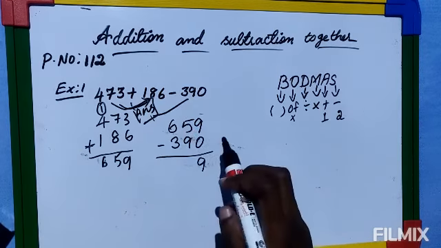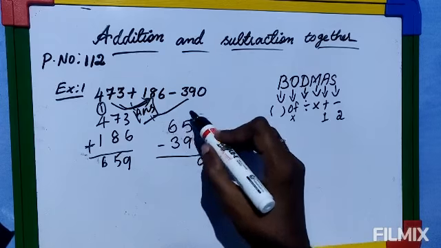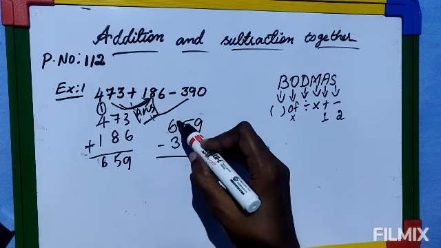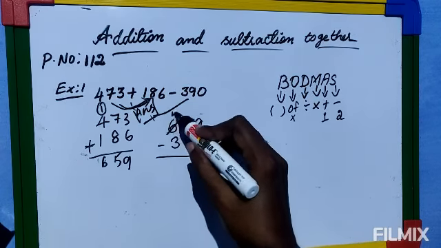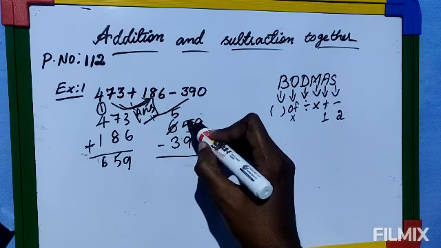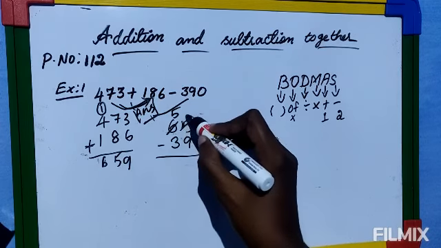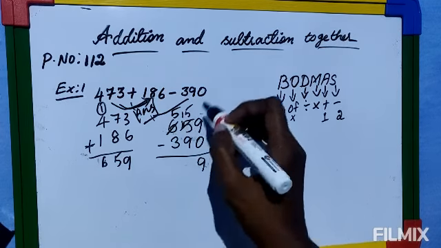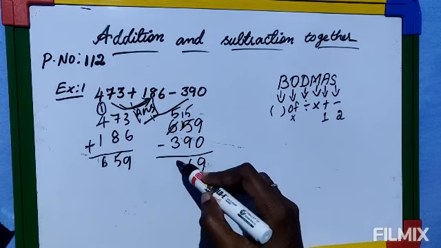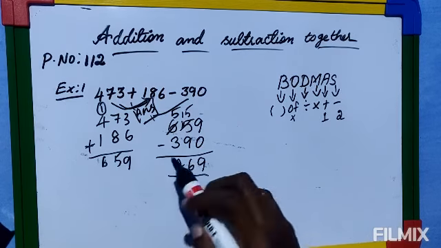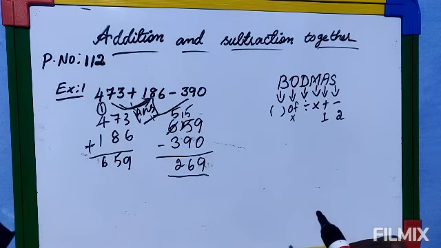Again 5 is small, 9 is big, you cannot subtract, so you will borrow. This is called regrouping. From 6 if you borrow 1, here 5 will remain, and that 1 comes here just before 5. It is 15. So 15 minus 9, 6. 5 minus 3, 2. So the answer is 269. This is the way you have to do.